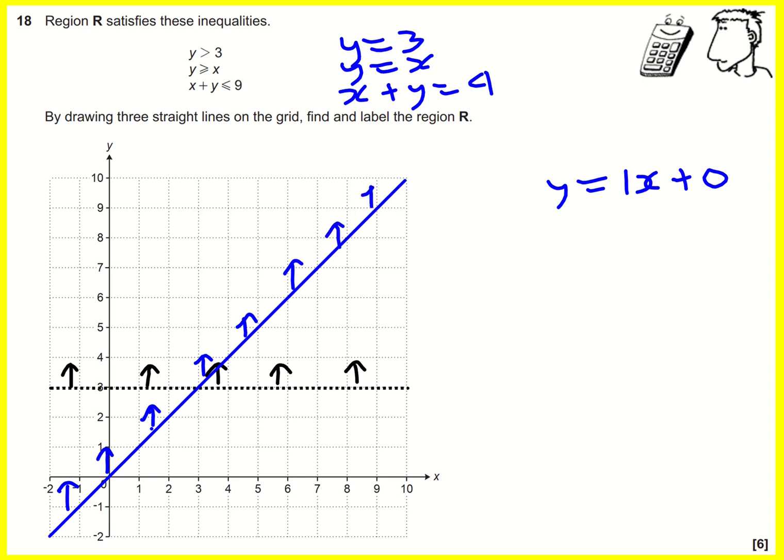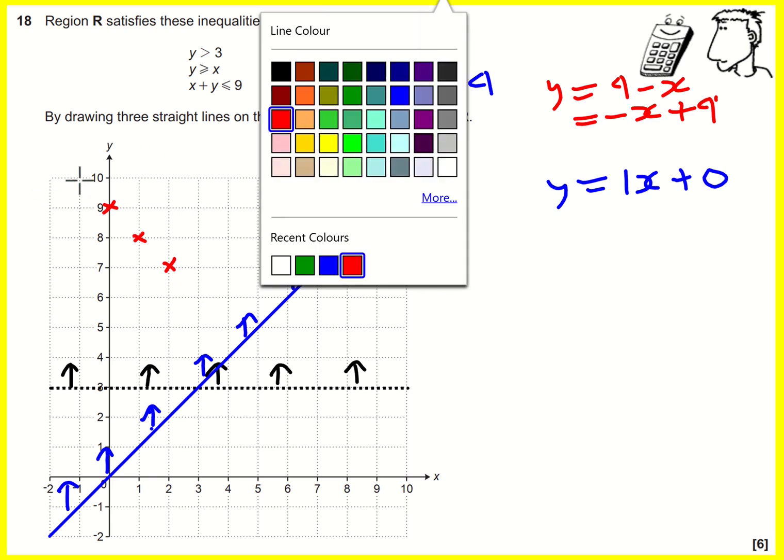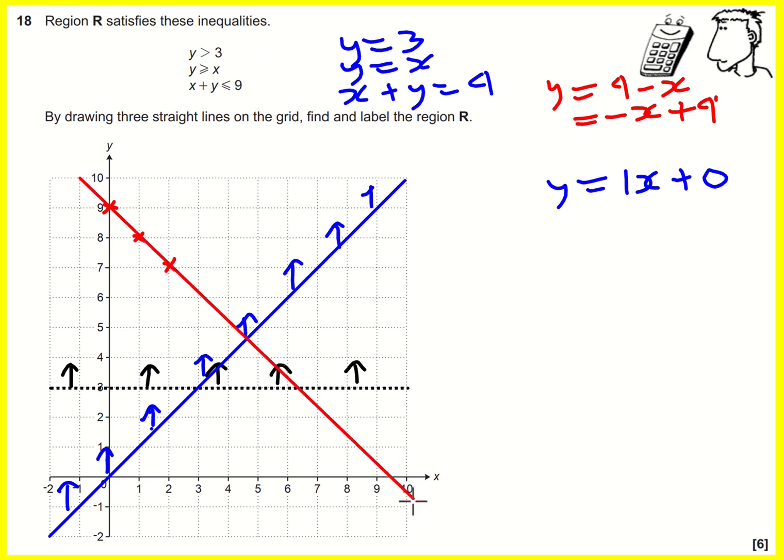Okay, finally, we're left with x plus y less than or equal to 9. Two ways to do this question. First way is to rewrite it as y equals 9 minus x, or if you're putting it in the form y equals mx plus c, y equals minus x plus 9. So that's going to go through 9, and then I'm going to go along 1, down 1, along 1, down 1, and my line is going to have a negative gradient sloping down to the right, like so. And by the way, I include 9, so it's another solid line.